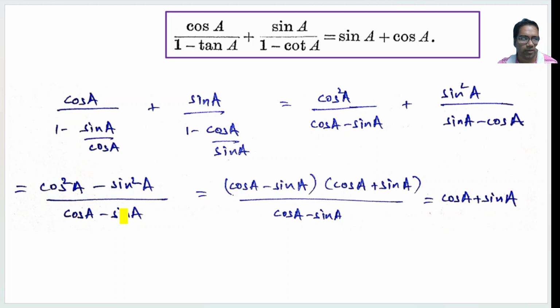Why are we doing this? Because we want to cancel this cos A minus sin A. We want only the numerator. We have to remove the denominator. So then we do cos A minus sin A times cos A plus sin A by cos A minus sin A. This and this will cancel and we will be left with cos A plus sin A. Right, guys? Very simple algebraic manipulation. Hope you liked this. Thank you.